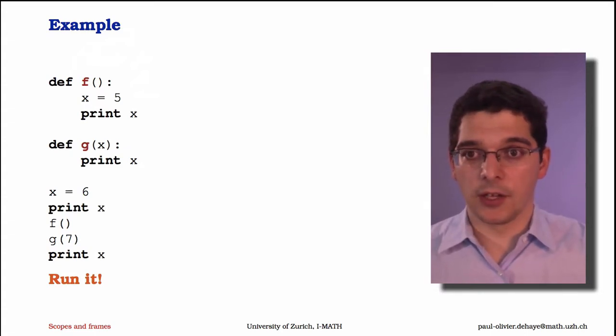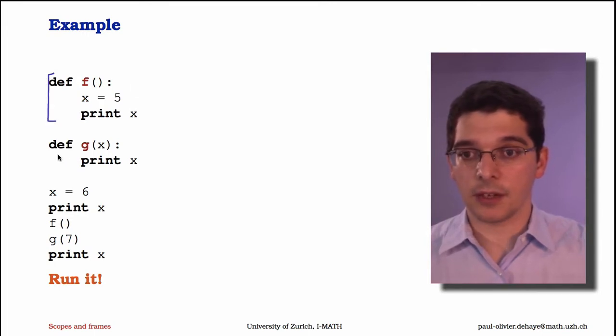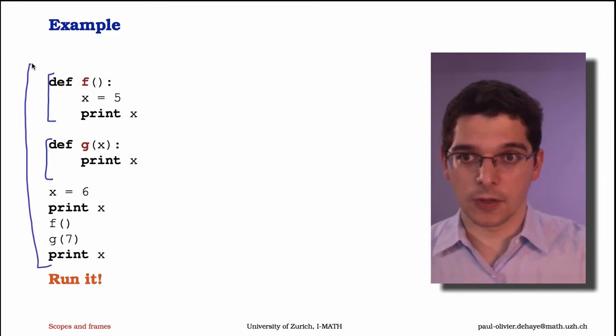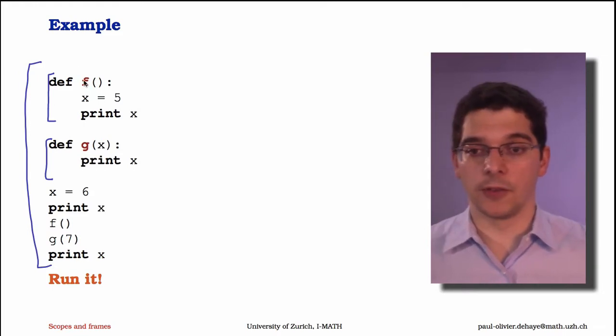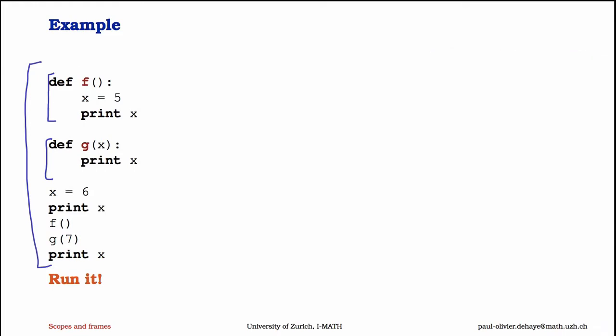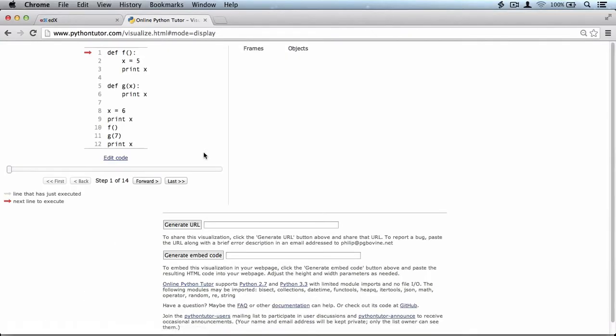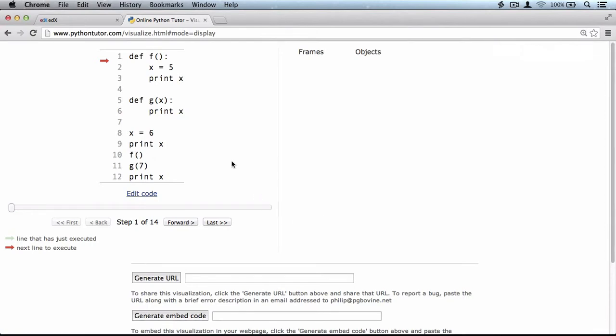So here, you'll see that there are different blocks. So there's 3 blocks. This one of f, this one of g, and this one of the whole function. So let's see what happens when I run it. So I have my program here on the left, and we'll step in it one step at a time. So I have my global frame, the frame associated to this whole block.